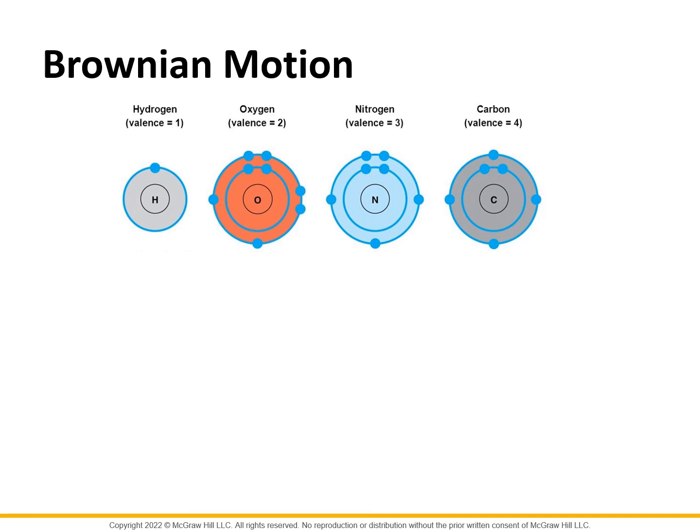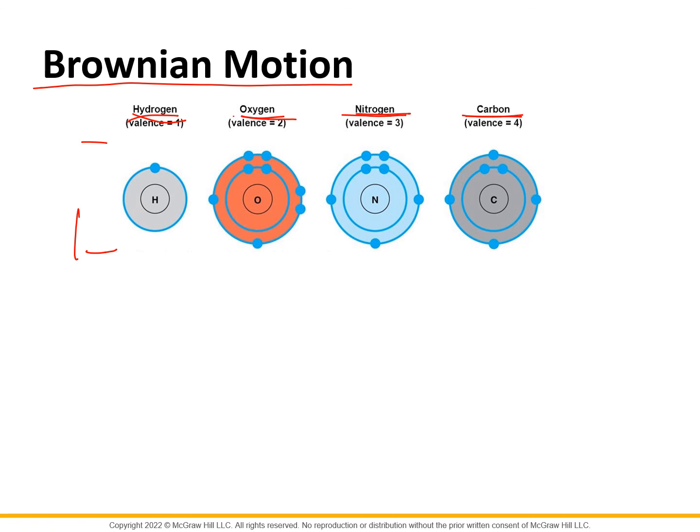Now, the reason that you get movement of molecules in diffusion is due to Brownian motion. And Brownian motion explains the inherent motion of atoms. So in this diagram, I have the 4 atoms that make up living things: hydrogen, oxygen, nitrogen, and carbon. And you should know their atomic numbers. Hydrogen has the atomic number of 1. Oxygen has atomic number 8, nitrogen is 7, and carbon is 6. And so you should know their basic atomic structure with the protons and neutrons in the nucleus and then the electrons orbiting around the nucleus. All right, so that's the basic atomic structure.